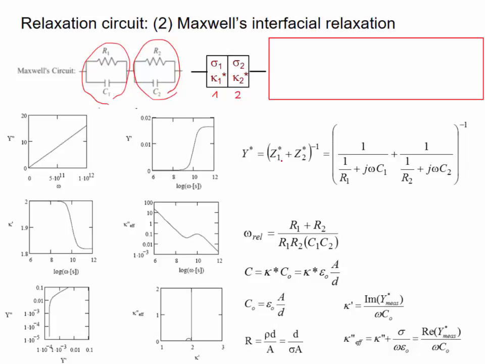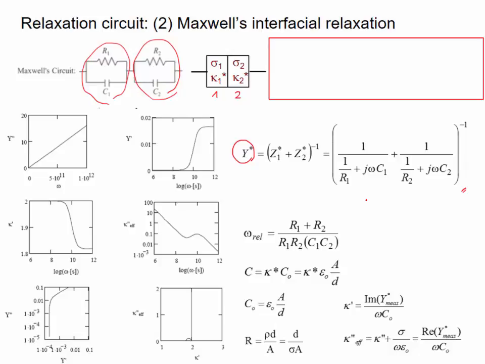And if you calculate the complex admittance of the whole system, then you have this final equation. And of course you can calculate it, right? Because we know the impedance of each R and C. And this can be used to simulate the interfacial behavior between the solid and the water.